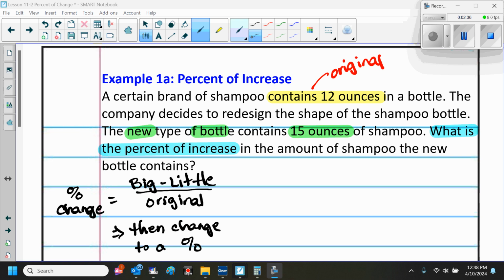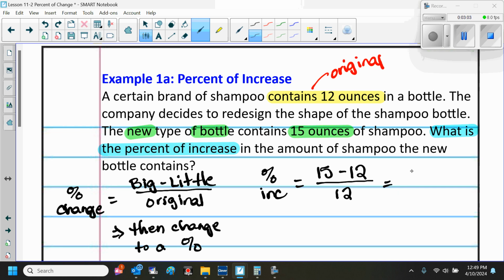So here we show our work. We've already decided this is a percent increase, so we're going to write percent increase. And we're going to subtract the big minus the little. So that's going to be 15 minus 12. And then we're going to divide by the original, which is 12. Okay? So now 15 minus 12 is 3. We're going to divide by 12.